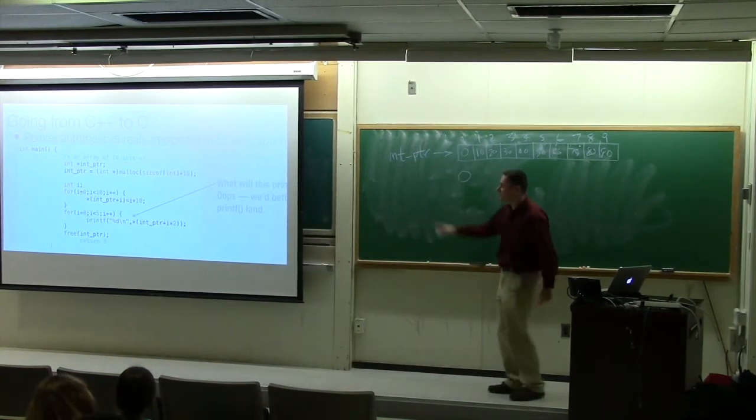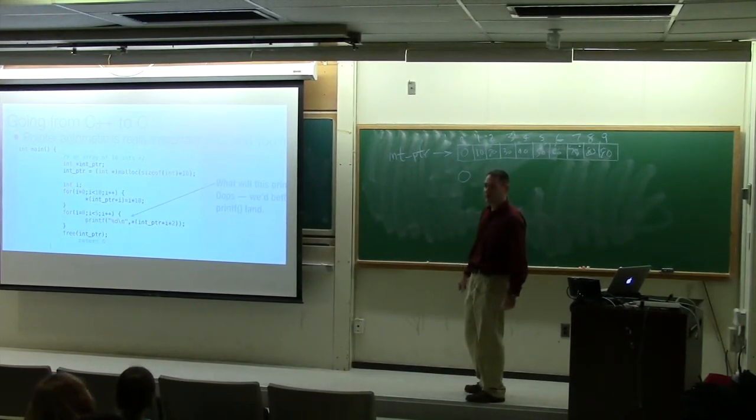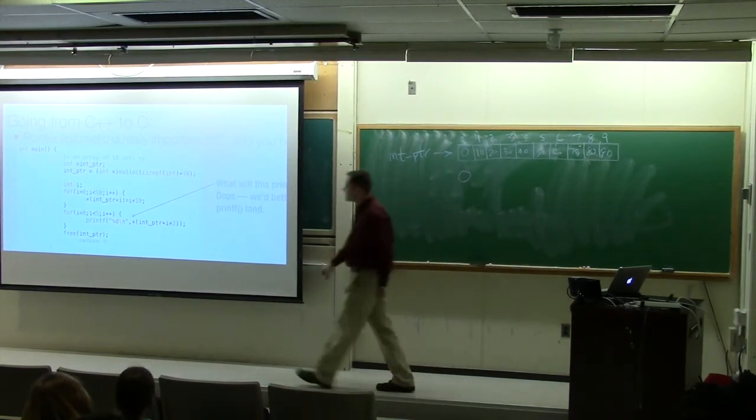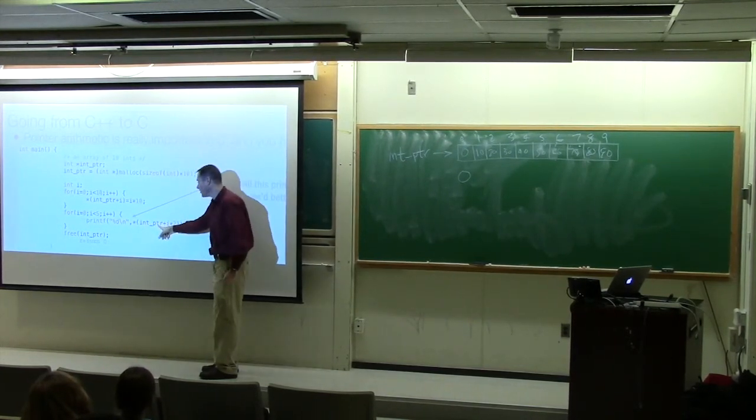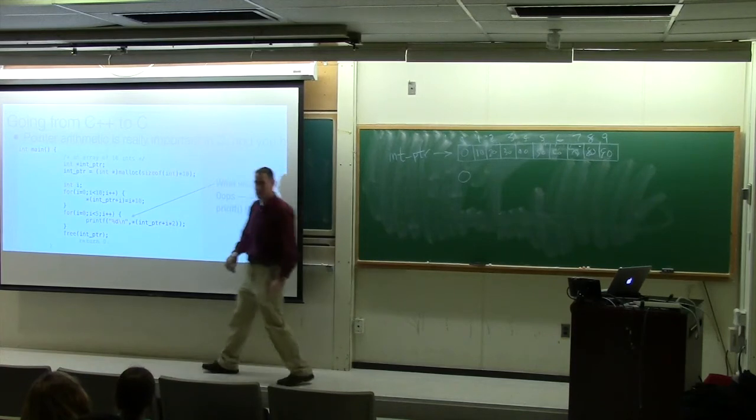Okay. And then i becomes 1, and what gets printed out? Well, let's see. i is now going to be equal to 1. 1 times 2 is 2, and it's going to be whatever int pointer is plus 2 spots.